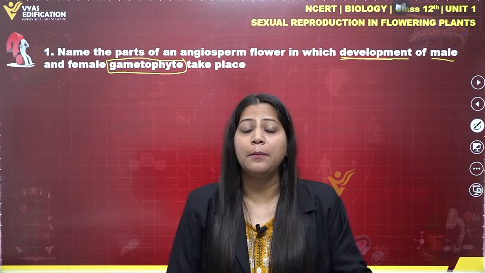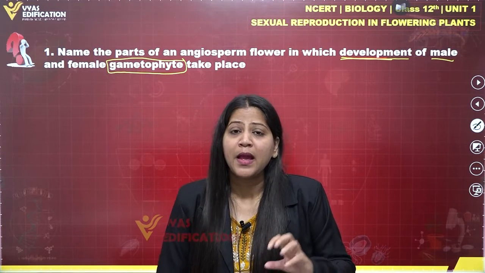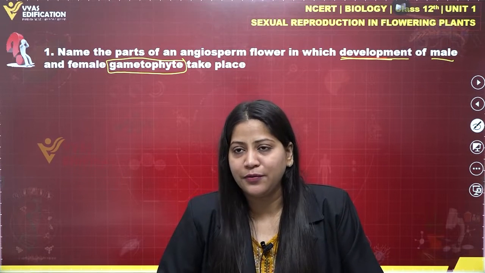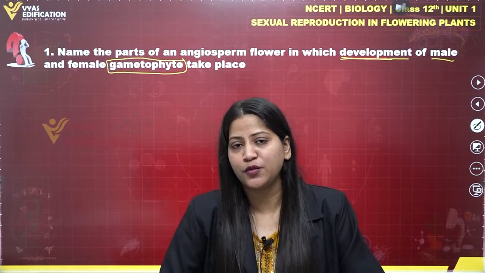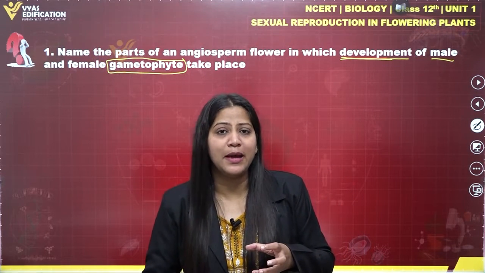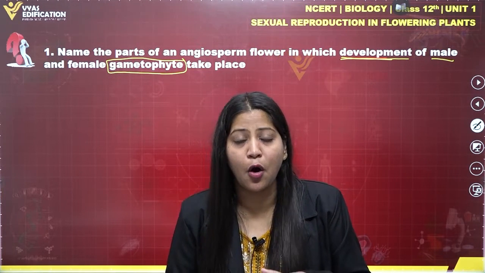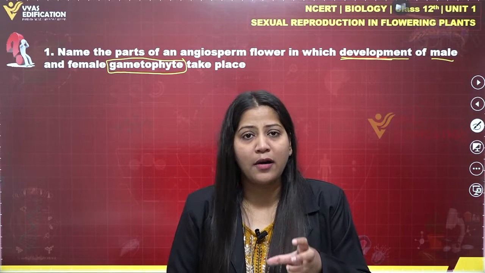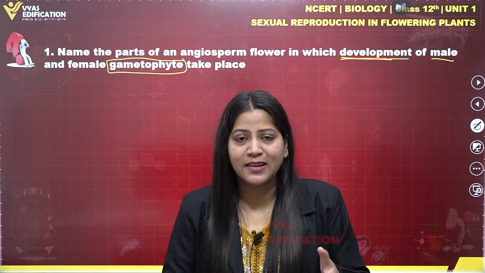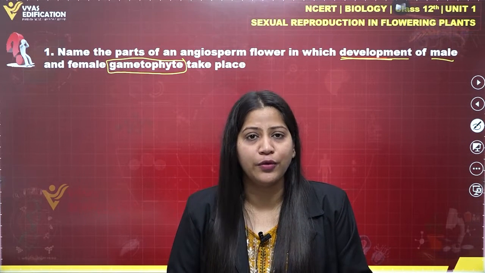Now, what is the female megasporangium? The ovule is the female megasporangium. As we know, in flowering plants the reproductive structure is the flower, which can contain both male and female reproductive organs. The female reproductive organ is the pistil or carpel. This pistil or carpel consists of 3 parts: stigma, style and ovary.